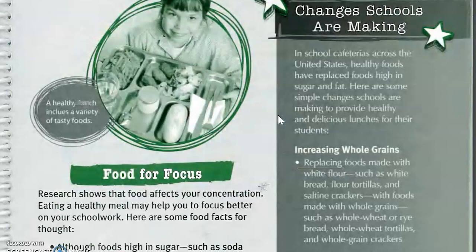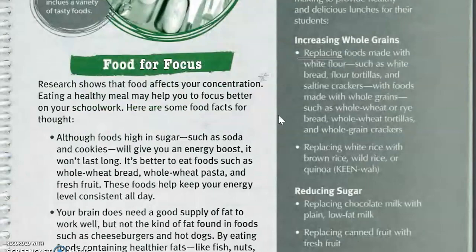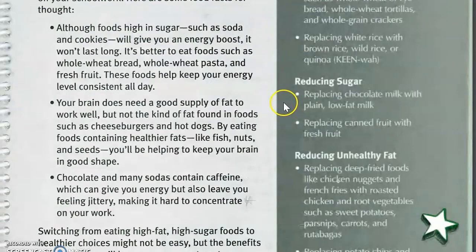Okay, now that you've had a second to turn and talk or think to yourself, take a look. I can see right here there are 3 subheadings within this text box. Do you see them? This white writing here. So I noticed there are 3 sections. This actually identifies the 3 big changes that schools are making. They are now increasing whole grains, reducing sugar, and also working to reduce unhealthy fat.